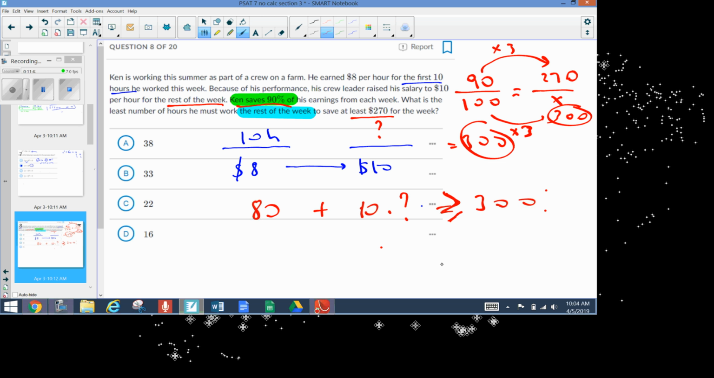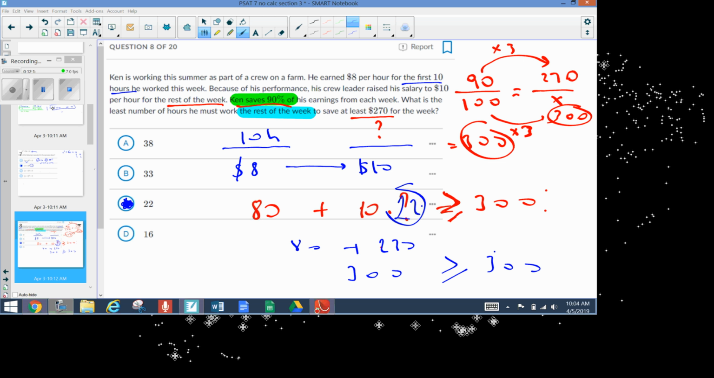So Natalie, what do you suggest? What should I plug in? $16, $22. What do you think? 20, 23, 22. Plug in 22 here. So 220 plus 80 is equal to 300, greater than or equal to 300. So its answer is going to be 22.